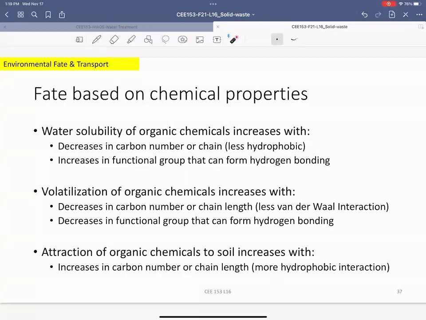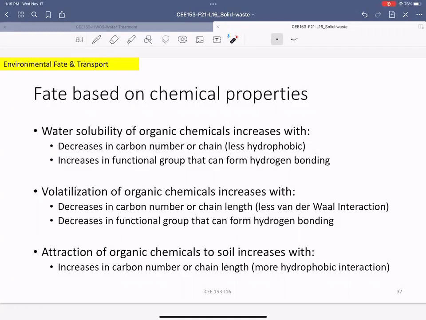The reason is that functional group OH. Ethanol has the same carbons as ethane, but it has an OH group. OH can form hydrogen bonding. So that's why ethanol molecules can bond with each other and they become liquid.